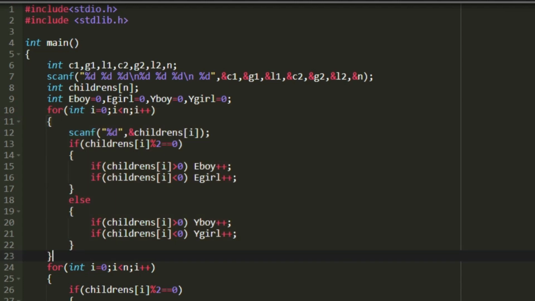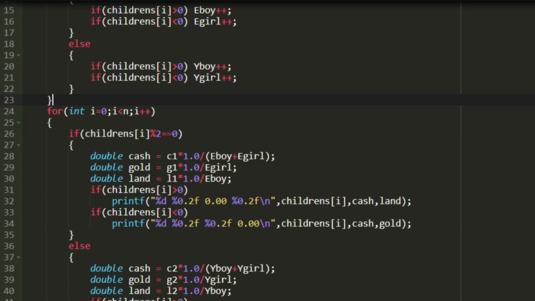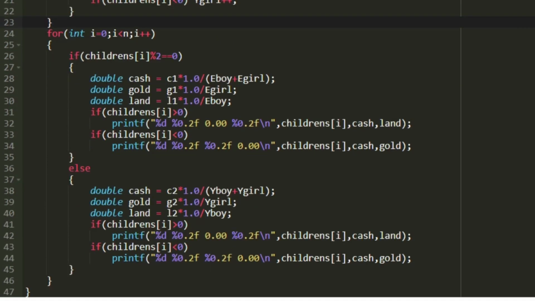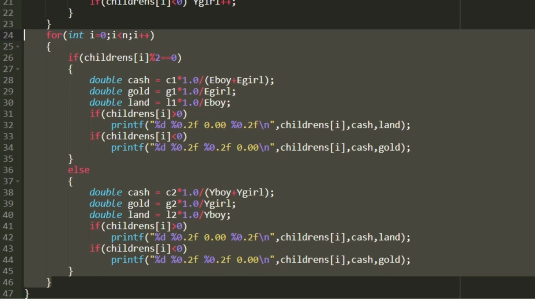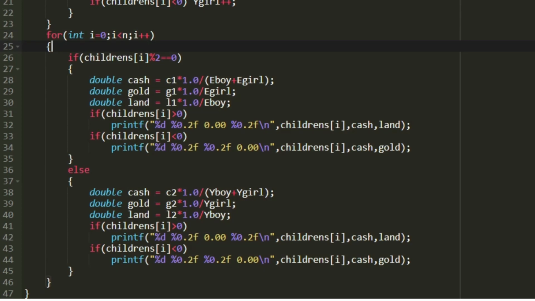Now we should divide the property equally among them. To do that, again I am creating a loop that iterates from 0 to n. In every iteration, we have to print the property for each child. First we should determine whether the child belongs to the elder brother or younger brother. If the integer mod 2 is equal to 0, that is, if the integer is even, then it means that he belongs to the elder brother. Whenever this condition is satisfied, we will be calculating the shares for the elder brother.